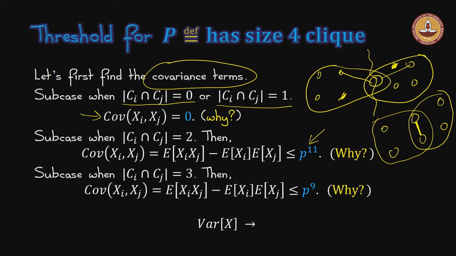Why is that? Well, for one thing, we want an upper bound, so we are going to ignore this term. Okay. We only have to worry about E of x_i times x_j. What is that? What is x_i times x_j? It will be 1 when both the cliques are formed and 0 otherwise. How do you get to form both the cliques? How many edges should actually get formed?